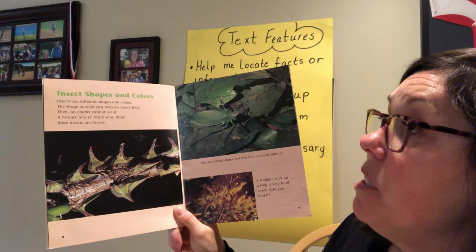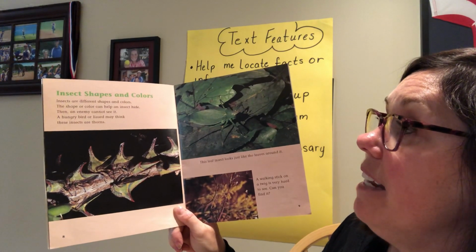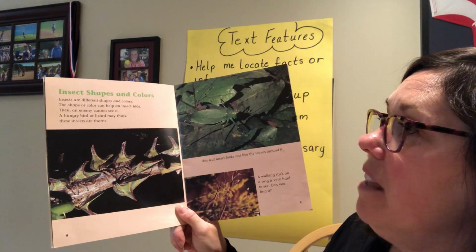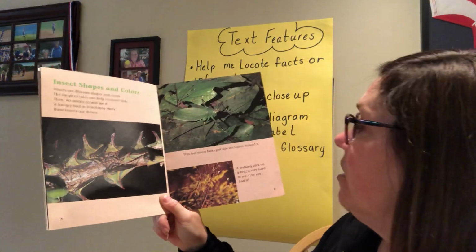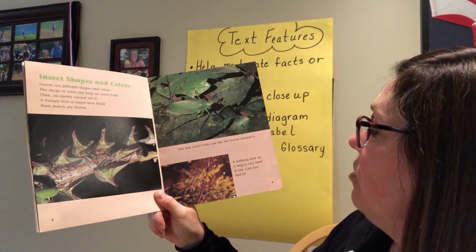Insects are different shapes and colors. The shape or color can help an insect hide. Then an enemy cannot see it. A hungry bird or lizard may think these insects are thorns. This leaf insect looks just like the leaves around it. A walking stick on a twig is very hard to see.